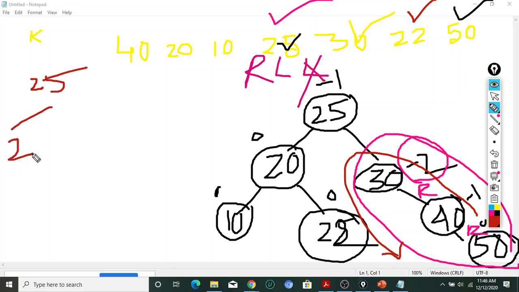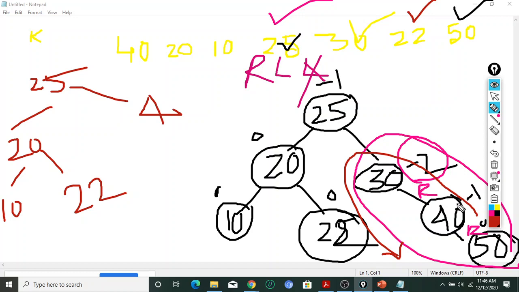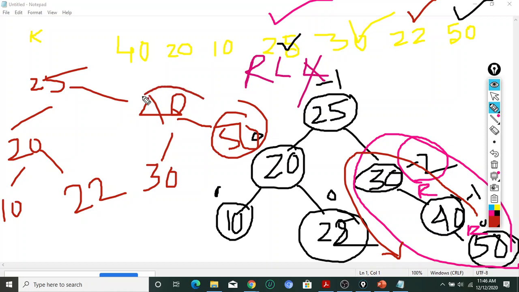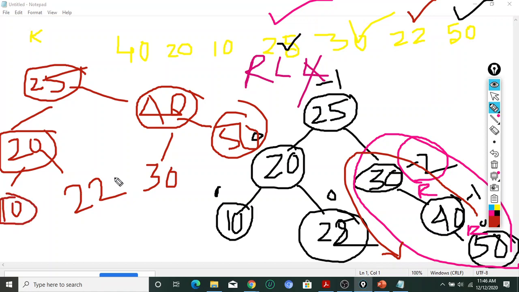this is 20, this is 10, this is 22, then 40 will come here. If I go to 40, 30 will be the left child. Okay, 40, then 30, then 50. Is it okay? Is it understood? Okay, in this way we can construct the AVL tree.